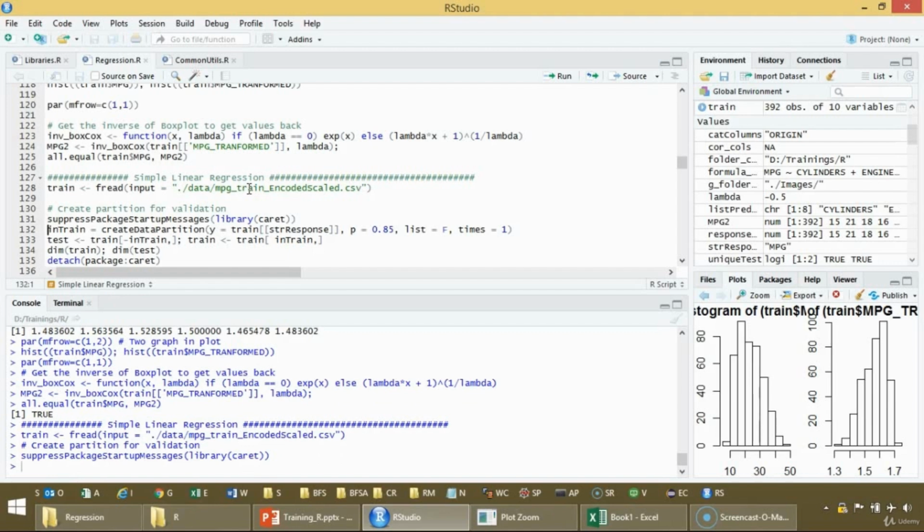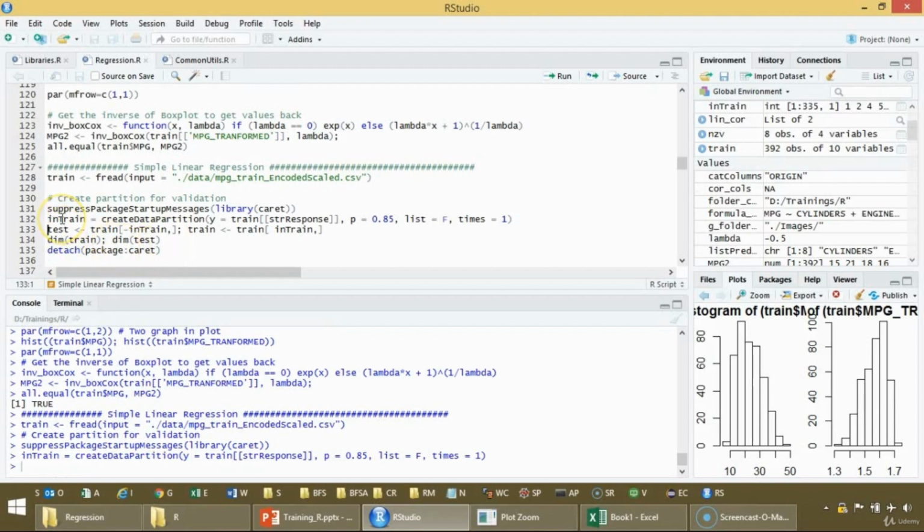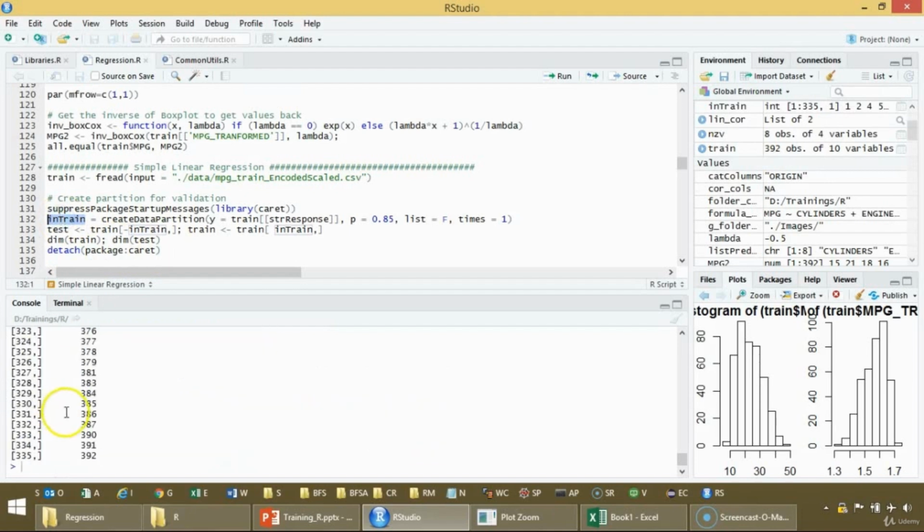In 131 we got the library, and in 132 we are saying you divide it into 85% randomly and another 15%. So 132 is giving some random number. And for the test we are taking minus, which means not this one. So as soon as you say minus, it means this test has become around 15% and train has become 85%.